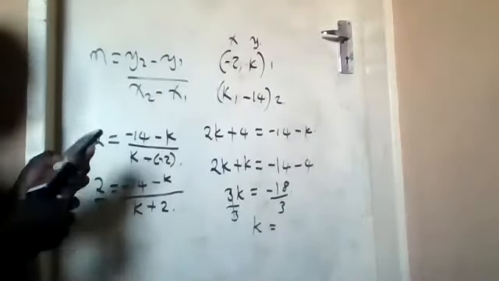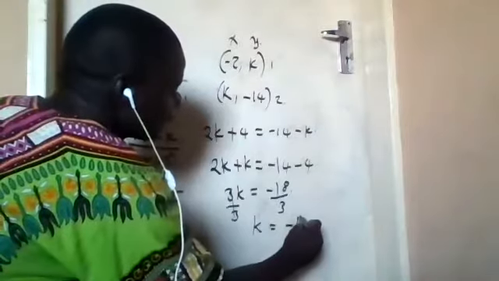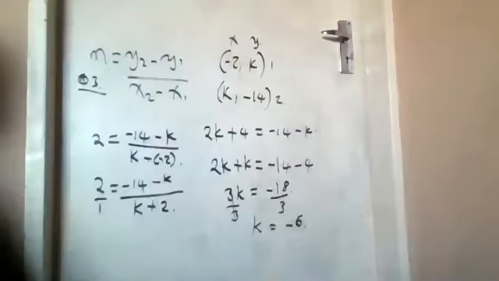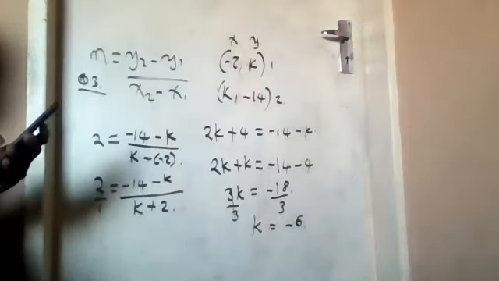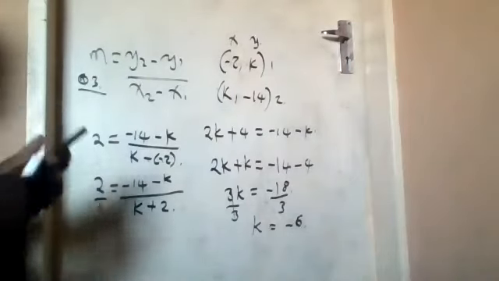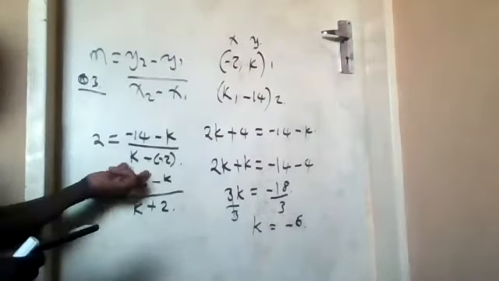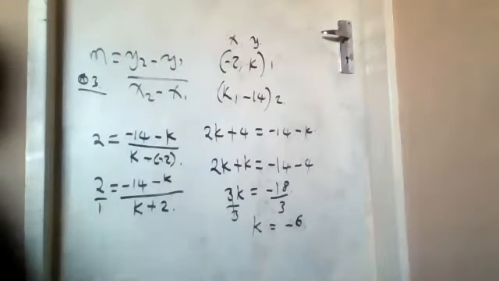Yes. So this is question 3. Our K is -6. That is the answer. The first thing is to use the formula for the gradient, then use those points to substitute. When you substitute, we are going to have numbers throughout. The only letter that we have is K, as the question tells us.